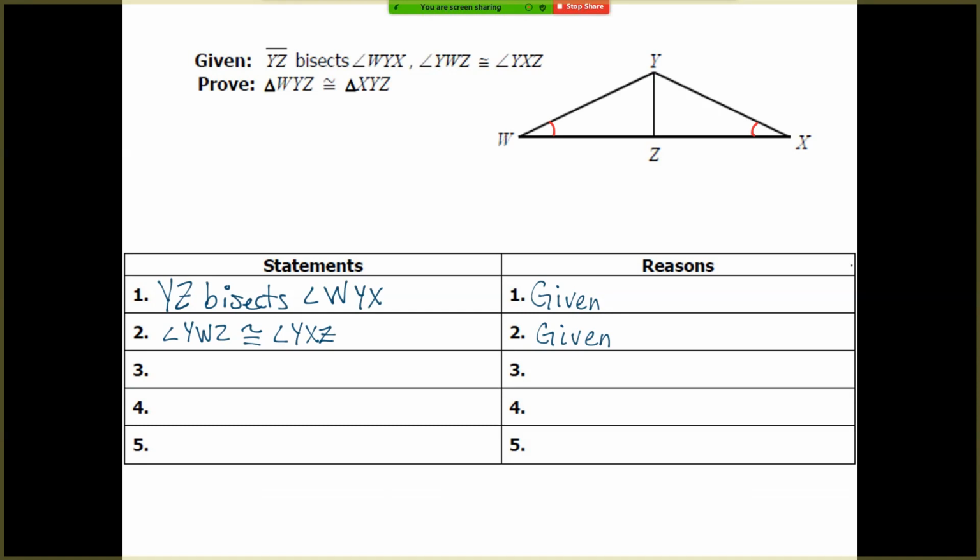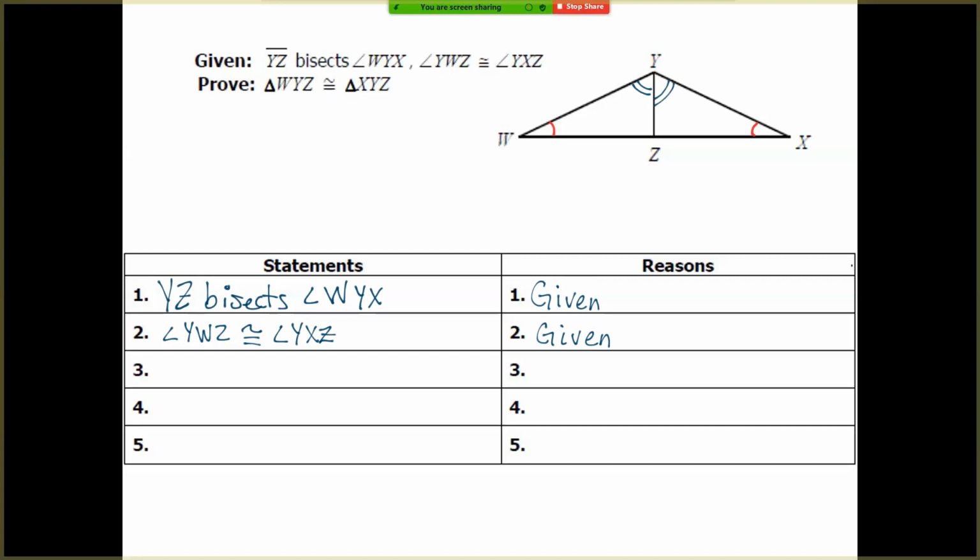The information that YZ bisects the angle WYX. So it's telling me that this angle here is being bisected by this line. If that angle is being bisected, it's creating two congruent angles, in this case, these two angles here.